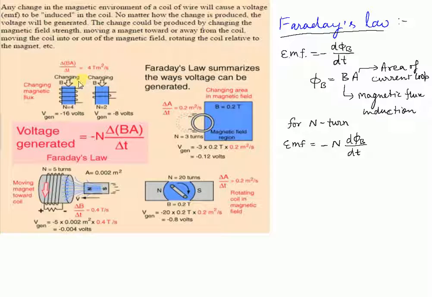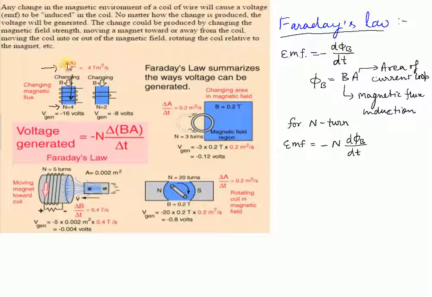Here's an example: there are two coils, with N equal to 4. There are 4 turns in this coil, right? The magnetic field is changing in the perpendicular direction like this one. So how much voltage will be generated as a result of this change in the magnetic field associated with this coil?